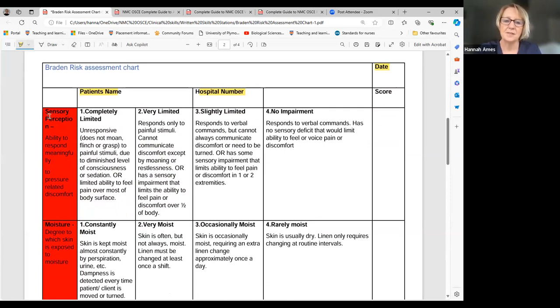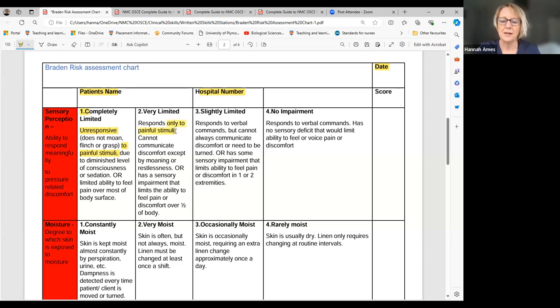So the first area is sensory perception. This is the ability of your patient to respond meaningfully to pressure-related discomfort. It's closely linked to their conscious level. So if in your patient scenario you've got a patient that is totally unresponsive, does not moan or groan, totally unresponsive to painful stimulus, or they could be sedated, then they would be scored 1, okay? To score 2, they need to be responding only to painful stimulus.